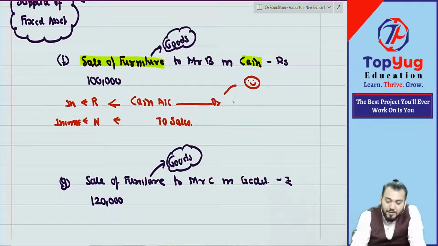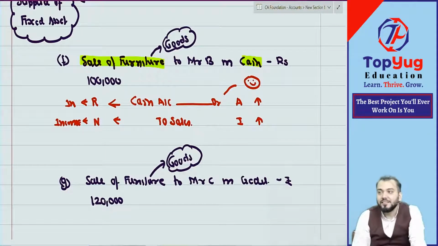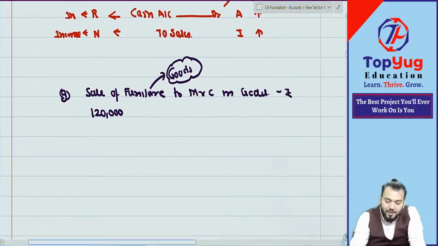As per modern rules, tell me, it is what? Asset. It is what? Income. Increase in asset will be debited. Increase in income will be credited. Got it? Now here what?